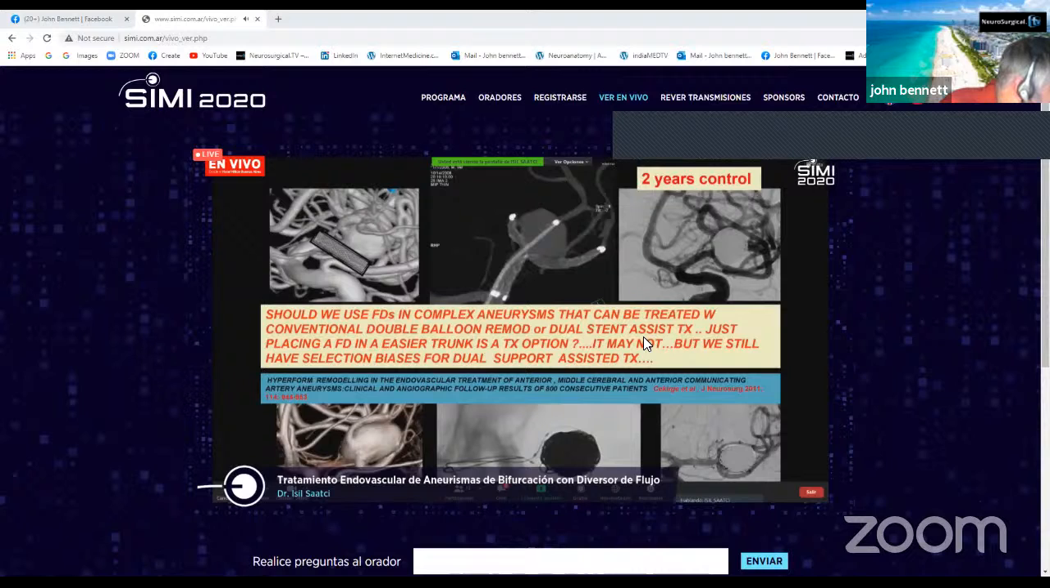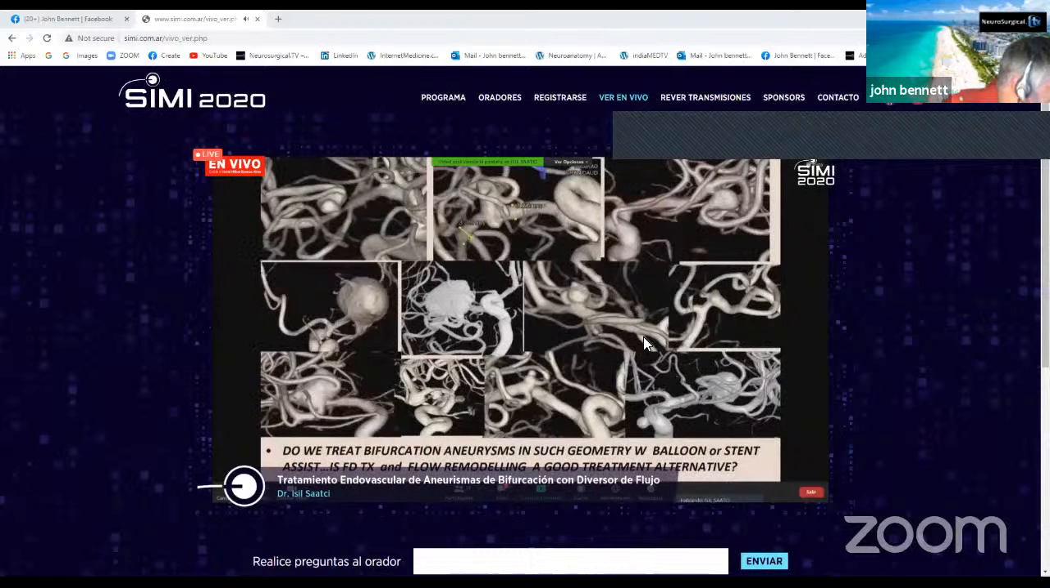Here are a bunch of aneurysms that we treated using flow diverters. Some of them we may not have treated otherwise without a flow diverter, as in, for example, this one. We may have treated with dual stent assisted coiling, possibly, as in these ones. However, possibly it would have been much more difficult and more challenging. So now, from now on, I'm going to talk about when and how we treat bifurcation aneurysms with flow diverters.